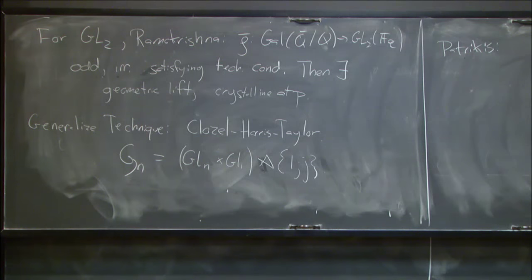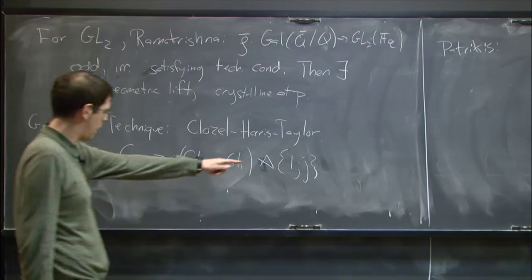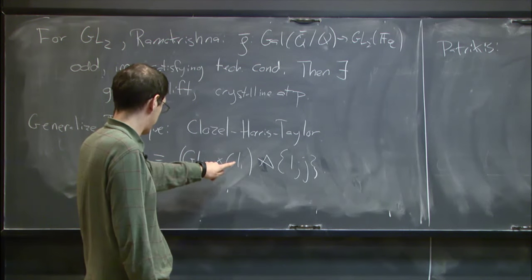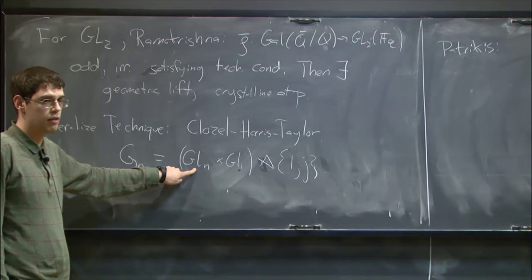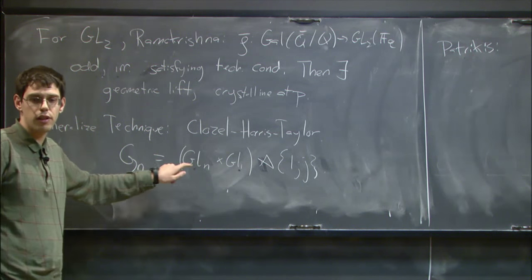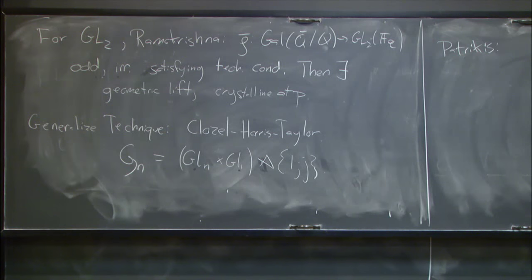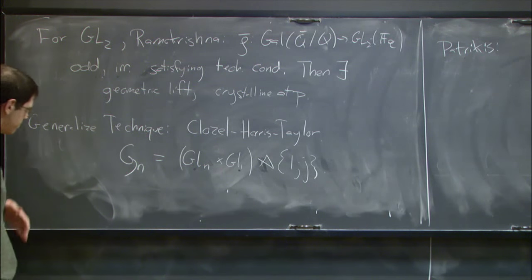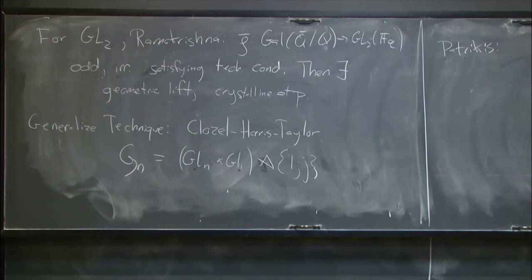The non-trivial element acts trivially on the GL_1 factor, and it acts as the transpose inverse on the GL_n factor. Later, we'll talk about what it means to be odd in greater generality, and this is something where that's possible, and it's not possible for GL_n.